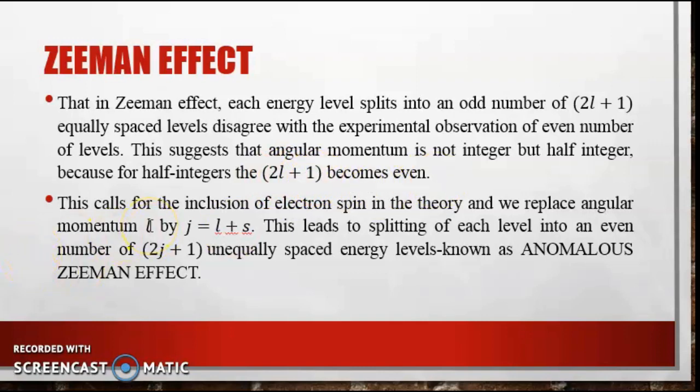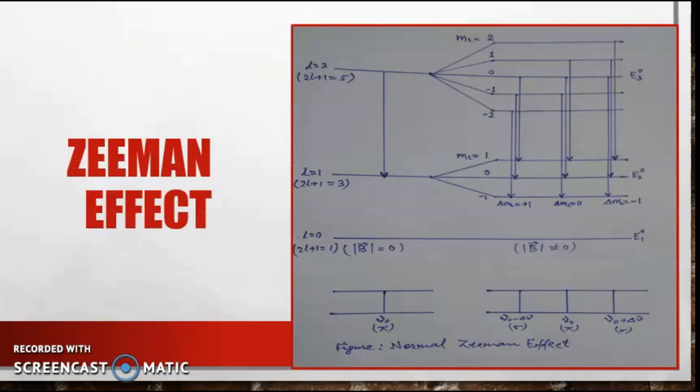So this calls for inclusion of electron spin in the theory, and we replace the angular momentum L by the total angular momentum J, which is defined as J equal to L plus S in vector form. This leads to splitting of each level into an even number of 2J plus 1 unequally spaced levels, known as the anomalous Zeeman effect, which is the topic of our next lecture in this series.